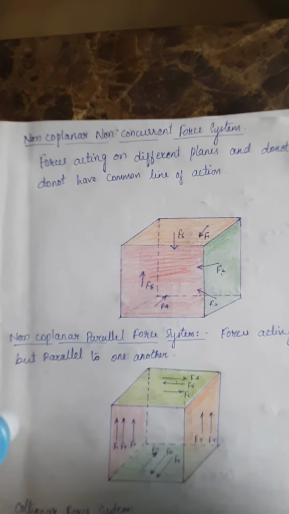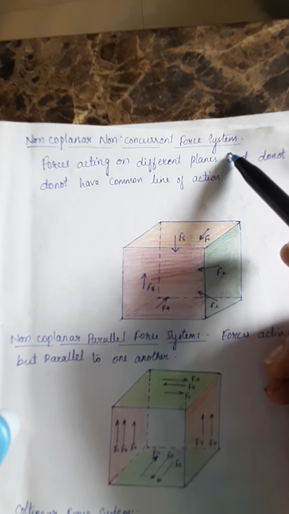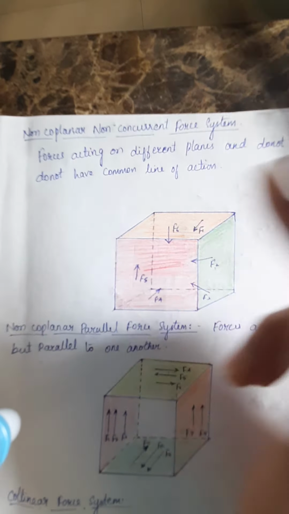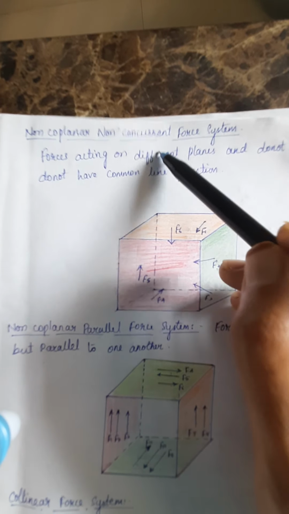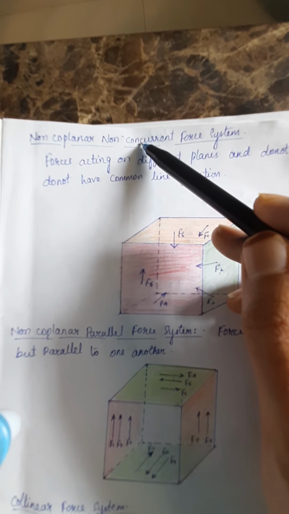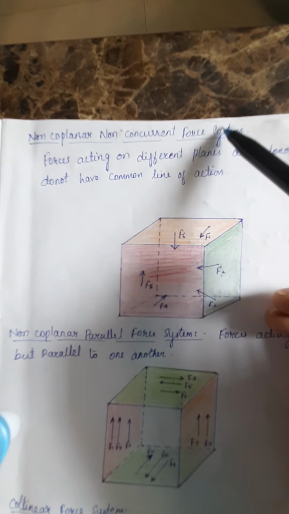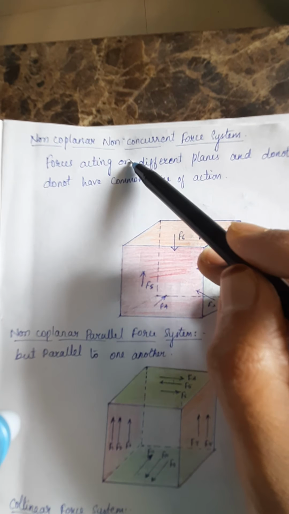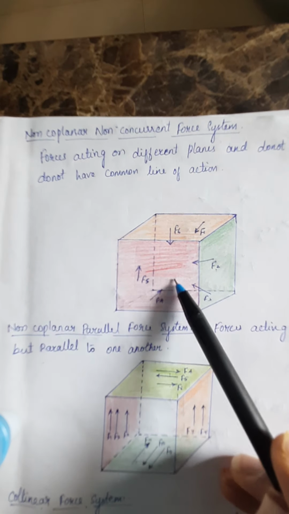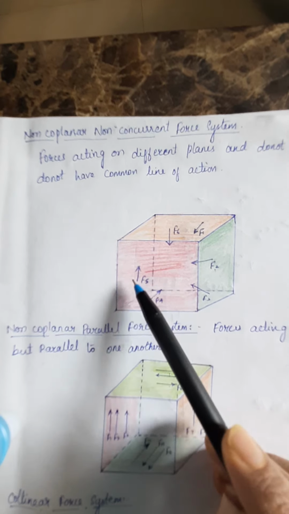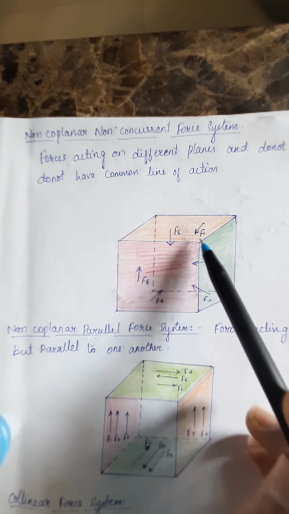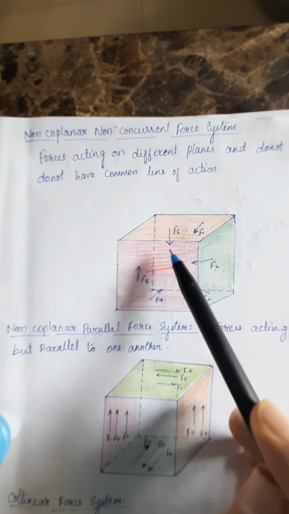And next we have the non-coplanar non-concurrent force system. In this case, you can see the name itself says non-coplanar. There is no common plane. Non-concurrent: neither do they have a common plane, nor are the forces concentrating at one point. Such a force system we will call a non-coplanar non-concurrent force system. You can see an example in this figure. The lower face has one force, the side face has another. The side face also has two forces, and again the top view has forces in different directions.